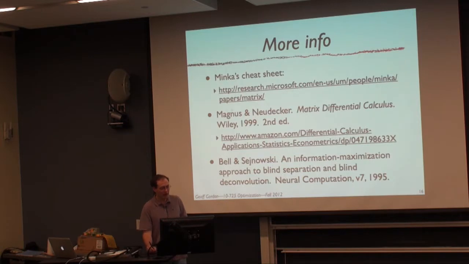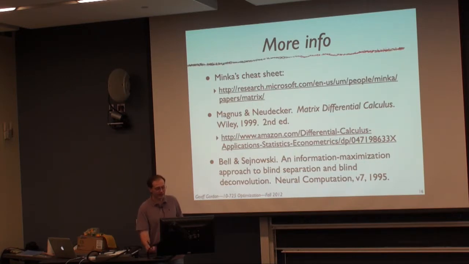And then all of the gory details are in Magnus and Neudecker. This is a 300-something page book that proves when these differentials exist and when they're equal to the ordinary notion of derivative. I wouldn't necessarily recommend reading through it cover to cover, but if there's some point that you're confused about, there will be a nice detailed explanation in Magnus and Neudecker.